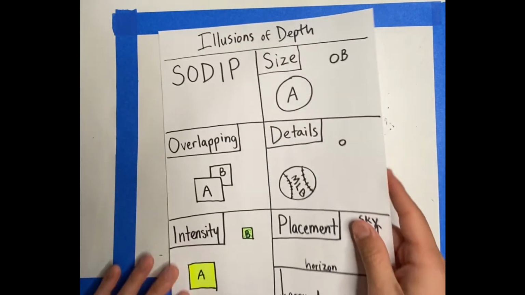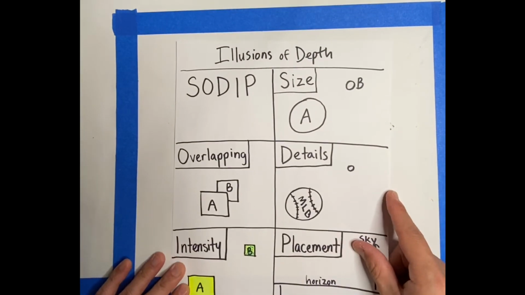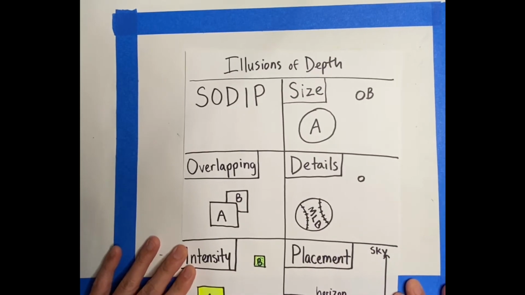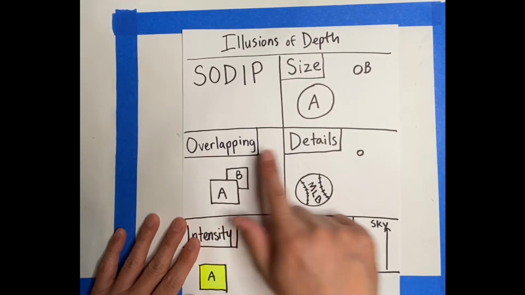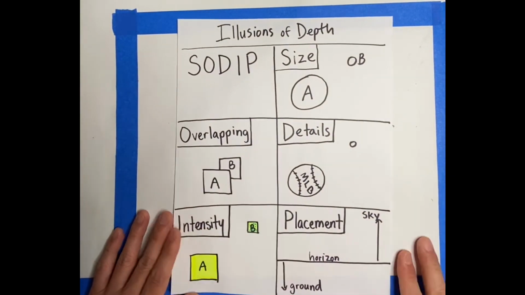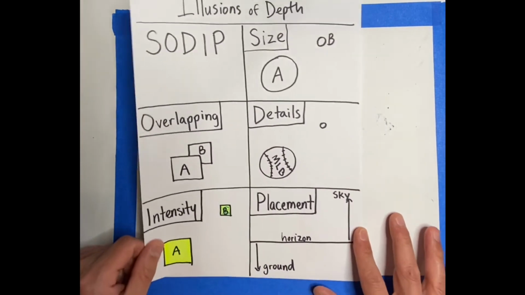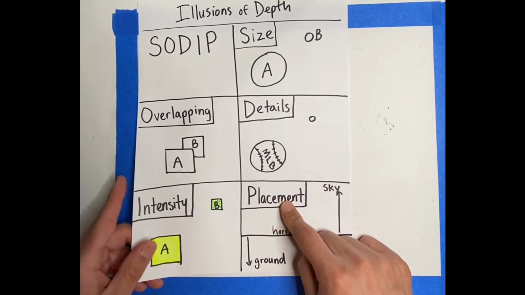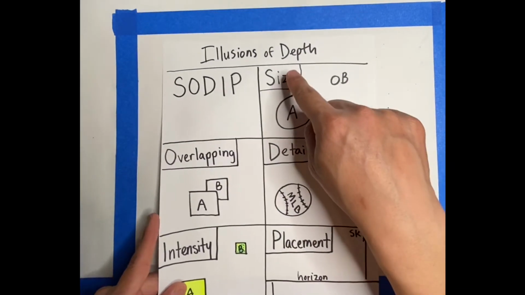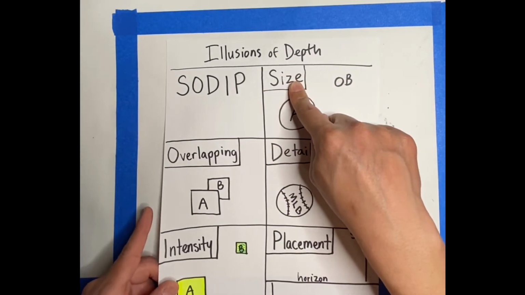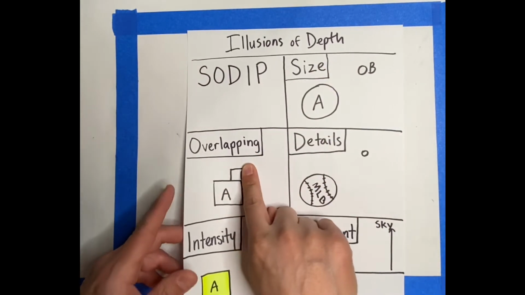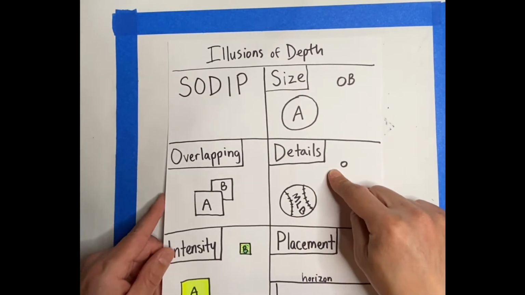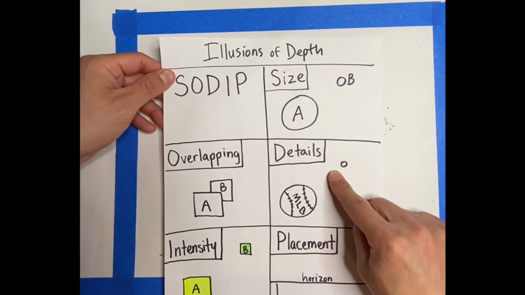We talked about this acronym right here, SODIP. S stands for size, overlapping, details, intensity, and placement. Today we're going to be focusing strictly on placement. And now placement really is going to dictate how size is changed, how you use overlapping, and how many details things have in your picture based on placement.